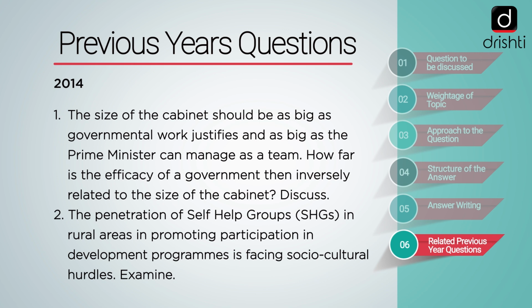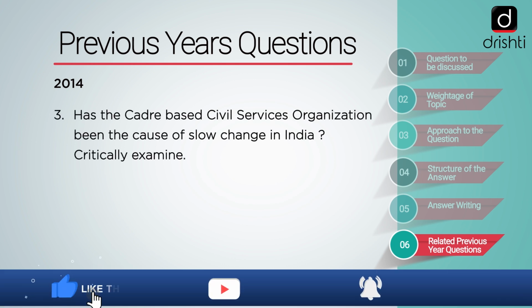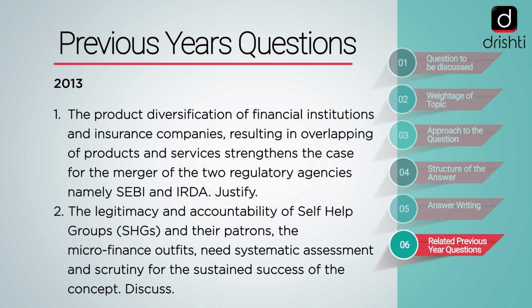The size of the cabinet should be as big as governmental work justifies and as big as the Prime Minister can manage as a team. How far is the efficacy of a government then inversely related to the size of the cabinet? Discuss. The penetration of self-help groups in rural areas in promoting participation in development programs is facing socio-cultural hurdles. Examine. Has the cadre-based civil services organization been the cause of slow change in India? Critically examine. And lastly, in 2013, the following questions were asked.